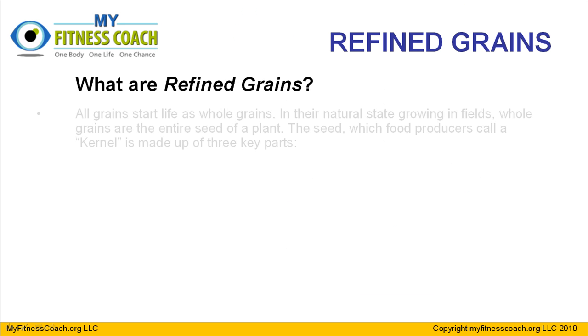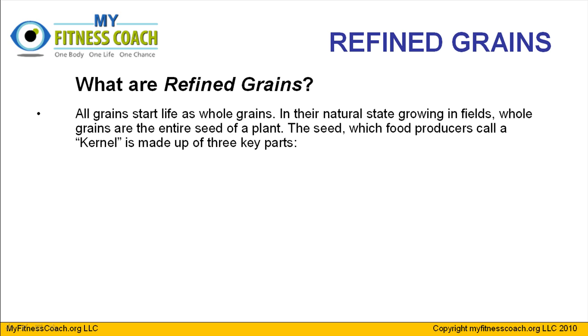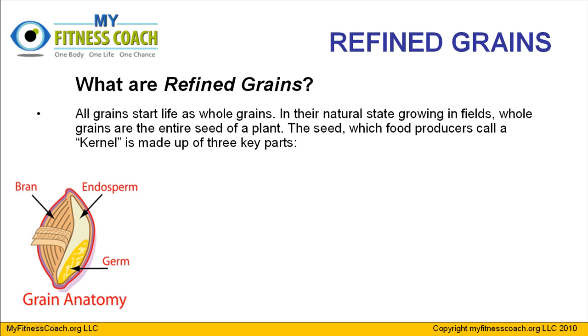So what are they? Well, first off, all grains start off life as 100% whole grains. In their natural state growing in fields, whole grains are the entire seed of the plant. The seed, which food producers call a kernel, is made up of three very key parts. And there's the anatomy that we're going to spend a lot of time talking about today.